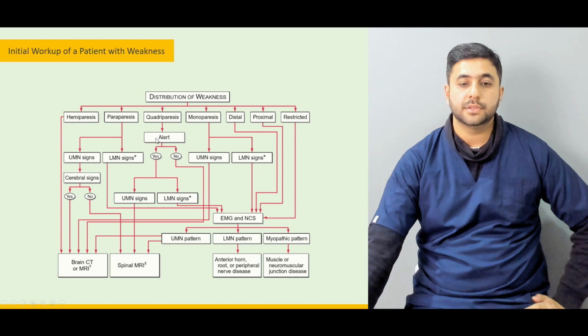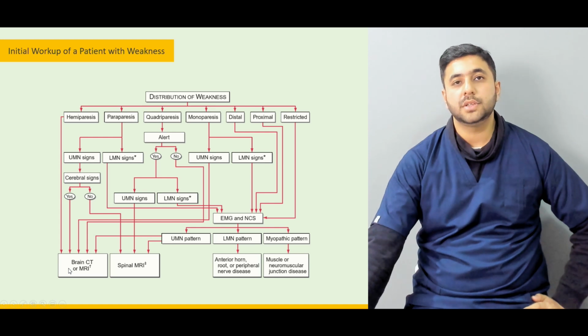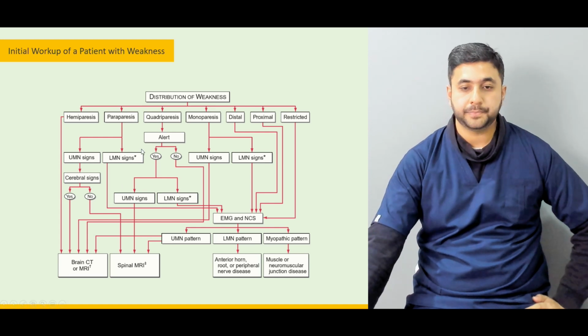If the sensorium is not intact, then it generally means that the cerebral area is being affected, and you can see that this arrow goes all the way to the brain CT or an MRI. We evaluate the patient with the help of a CT or an MRI.